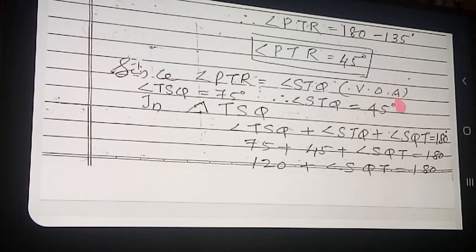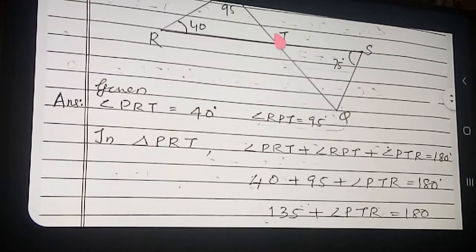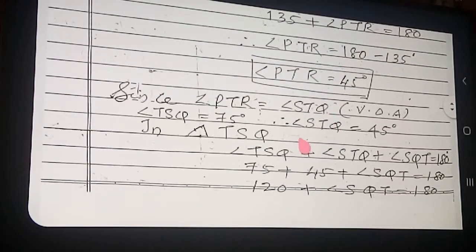So once more you can see the diagram. Here see, this is the triangle. Which one? Triangle STQ is the triangle. So what is this one? Angle STQ plus angle SQT plus angle TSQ is equal to how much? 180. That only I have written here. See here, angle TSQ I mentioned, angle STQ mentioned, plus angle SQT is equal to 180.